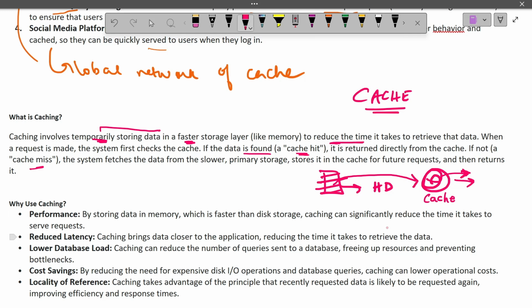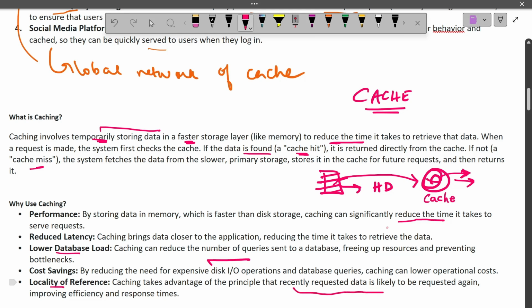If you relate to this example, you'll be able to understand all the reasons why. Performance, of course: we want to reduce the time to serve the request. We want the latency to be lesser, and we want to lower the database load. We don't want to overburden the database, because database operations, the disk IO operations, are expensive. So we want to get the results with fewer database queries. And again, locality of reference, like I gave the example of the song playlist in Spotify. If you have listened to that song, the probability of you listening to that song again is high, and that is why recently requested data is likely to be requested again. So that is why you should be using cache.